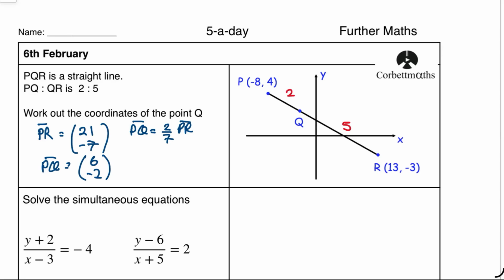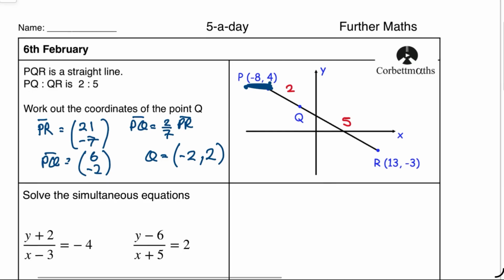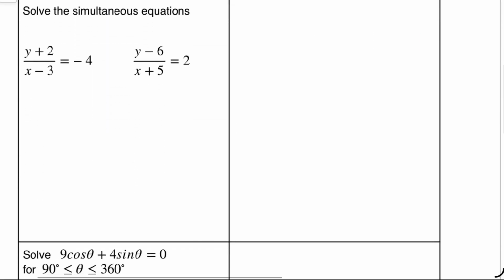So starting from P, my x value is -8. I need to add on 6, so that's going to give me -2. And my y value starts at 4, so I'm starting at the P point. Then I add -2, so that's going to give me 2, which means my Q is going to be -2, 2. Nice question. Right, next one.